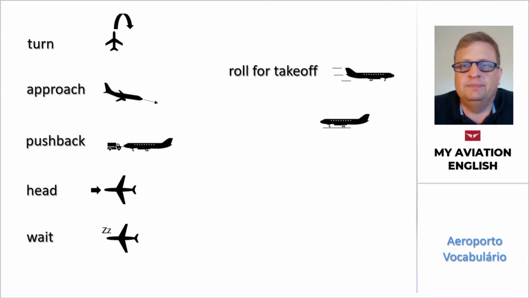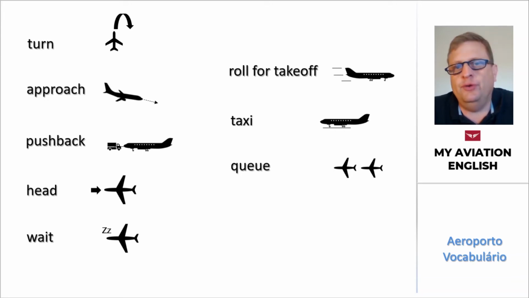And this. Taxiing, tá? What about this? What is this action? What is this action verb or word? Queue, tá? Two aircraft in a queue. 2 aeronaves em uma fila. Two aircraft in a queue.